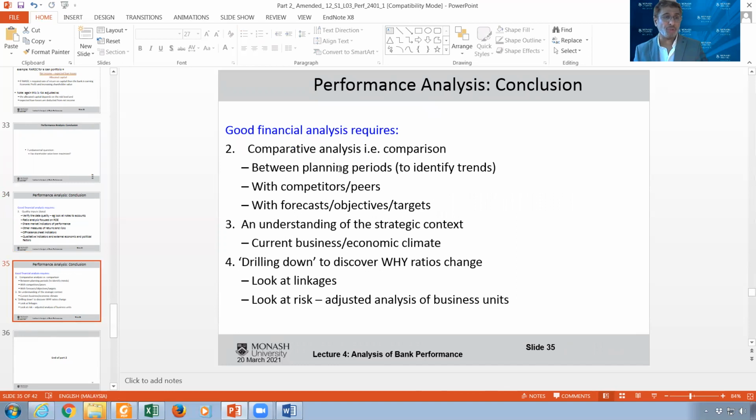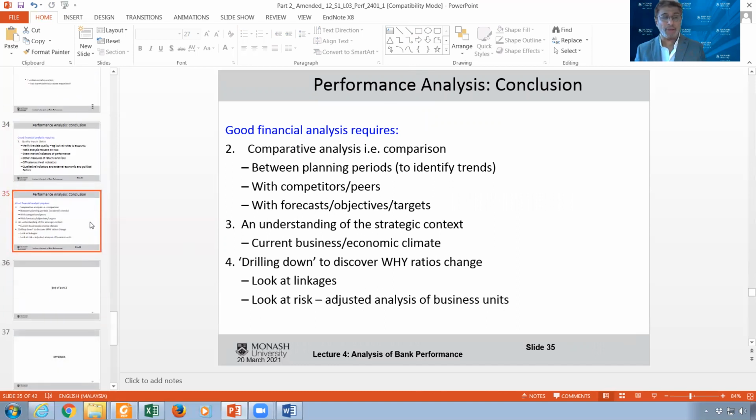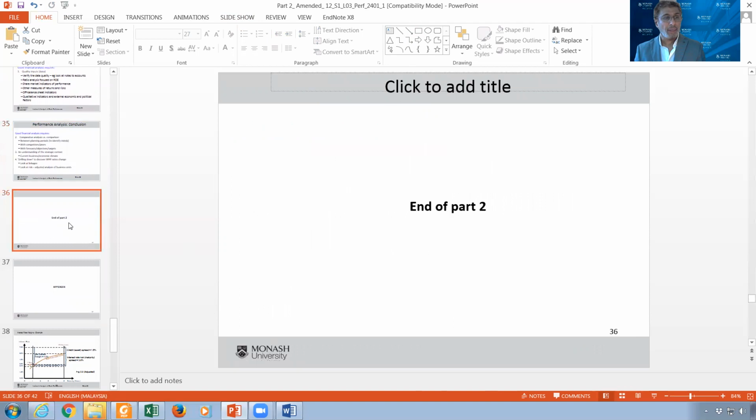Good financial analysis also requires comparative analysis, where we compare our performance with our peers and with our targets. And we always have to ask the question of why ratios have changed. Look for linkages, and dig down for some risk or some normal things.